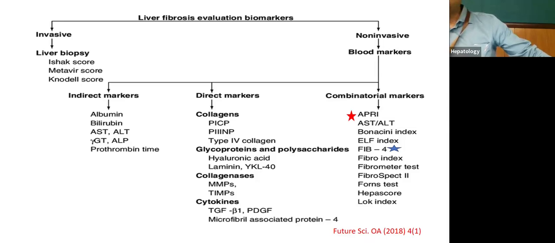Liver biopsy, we have already seen in the previous talk in great detail. For us, the clinically relevant classification for liver biopsy is the METAVIR score, which is simple and very clinically relevant. In combination biomarkers, you have different tests, as you can see, APRI, FIB-4, ELF score, and a lot of them. But for us, the relevant ones in clinical practice are APRI and FIB-4, and sometimes ELF score. So we'll see this in detail in subsequent slides.